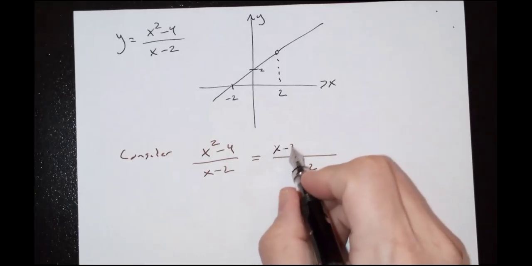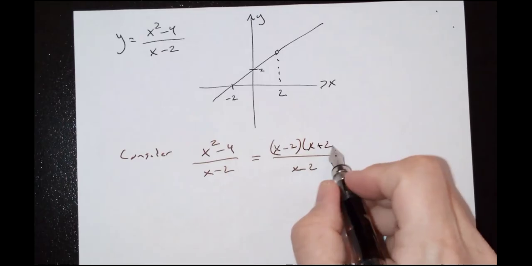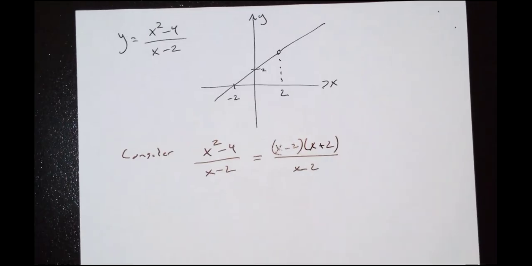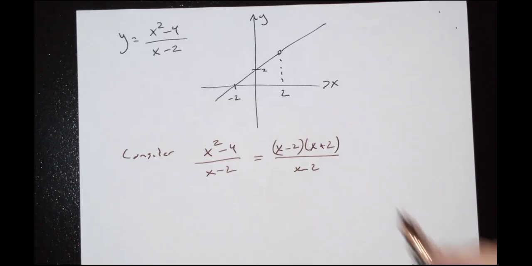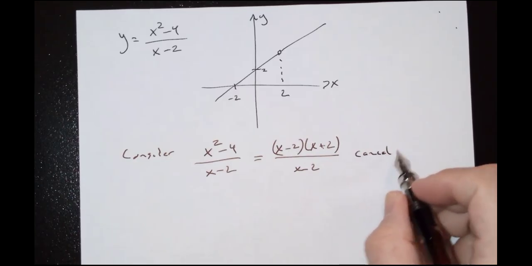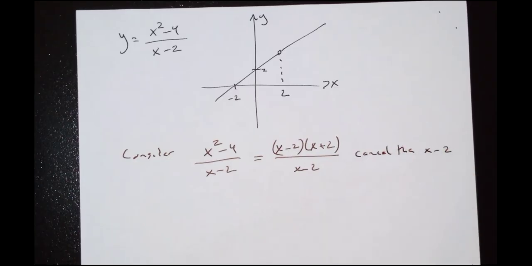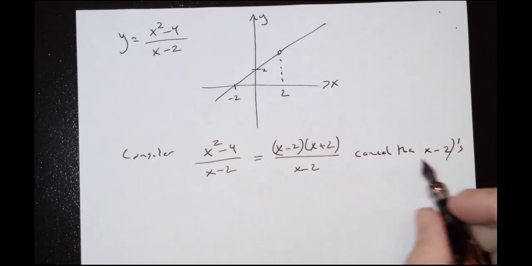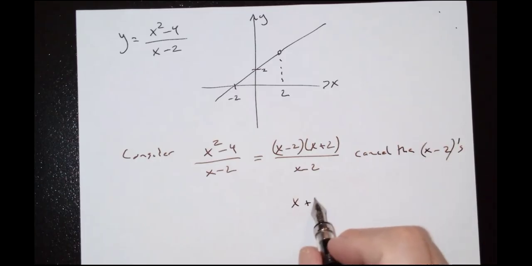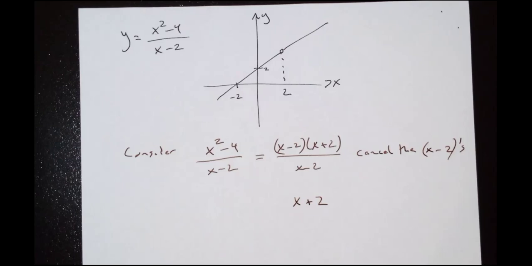Aha. And if I were to write this in this fashion, I could think to myself, well, maybe I can cancel the x minus 2's, right? So let's do that. And my resulting expression is just x plus 2. By the way, if you go back into your calculator and you graph y equals x plus 2, you'll get exactly the same line and you'll fill in the hole.